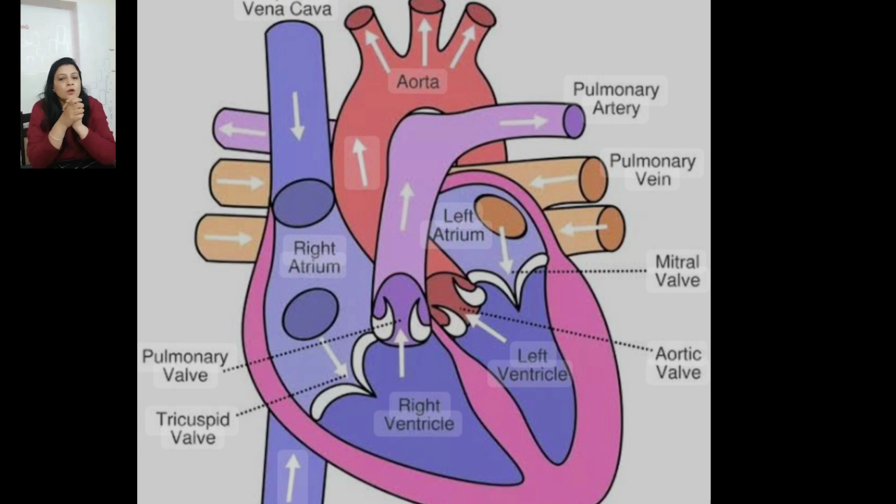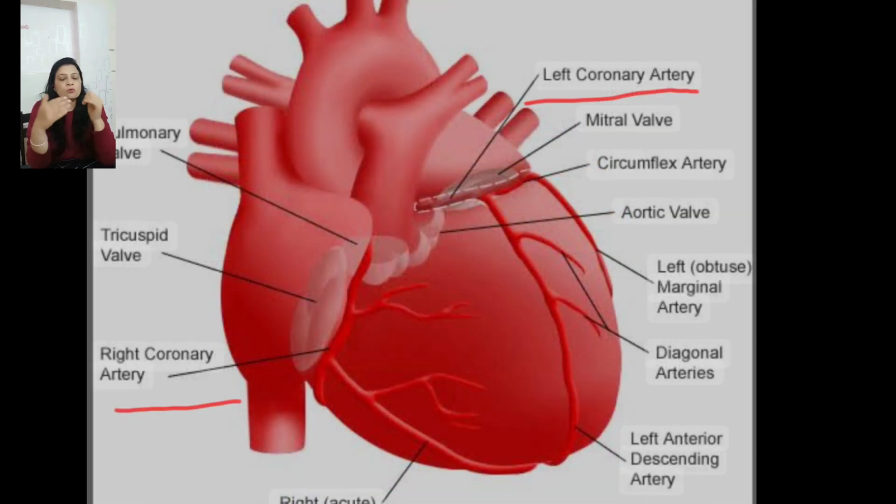Now coming to the arteries. We have the right coronary artery and the left coronary artery. The right side of the heart is supplied by the right coronary artery, the left side by the left coronary artery. On the left side we have the circumflex artery. First there is the left coronary artery, then we have the left circumflex artery and the left anterior descending artery, LAD. LAD is mostly affected when there is an anterior wall MI. LAD is the worst one.